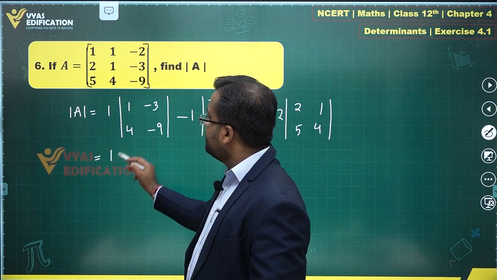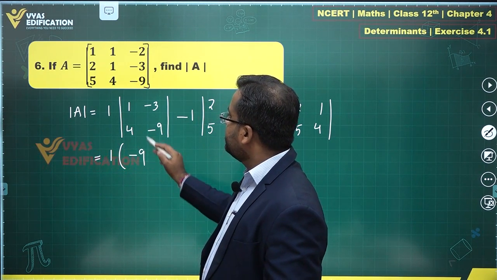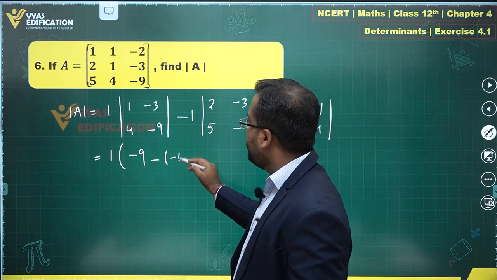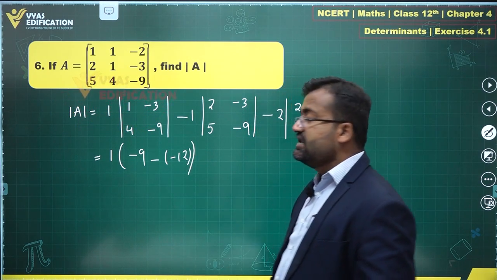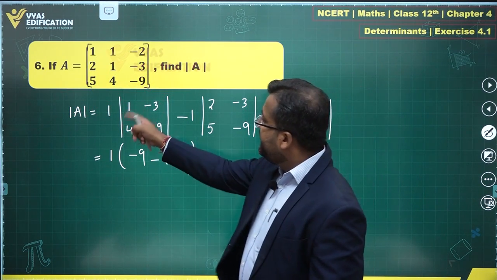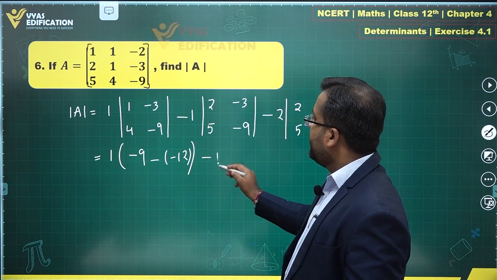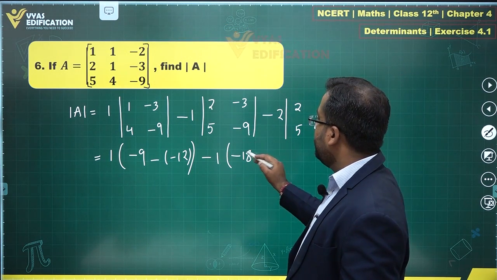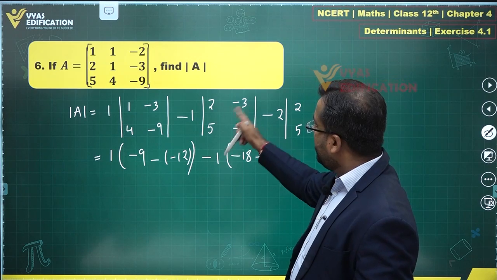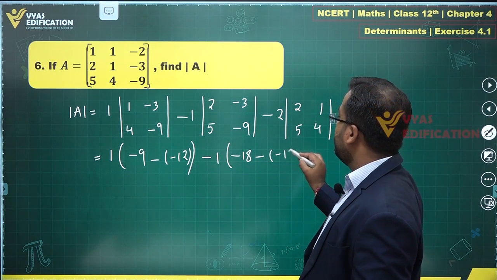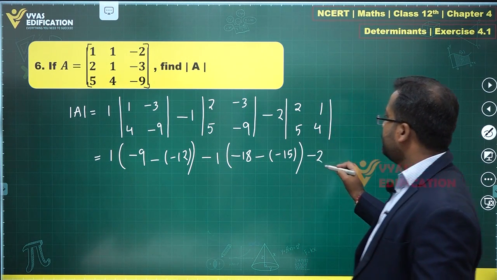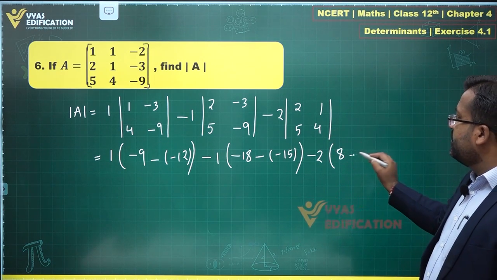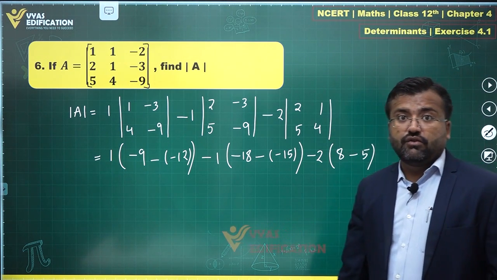Okay, and what else? This 1 is okay. This is minus 9 and minus of minus 12 is what I get over here. Is that okay? Yes. AD minus BC. Minus 1 is okay. This is minus 18 and you have a minus again, and then you have BC, which is minus 15 over here. Minus 2 is okay. This is 4 times 2 is 8, minus 5 is what I'm getting over here.